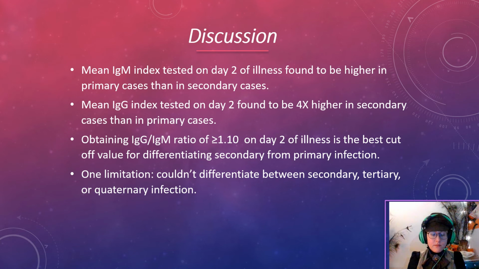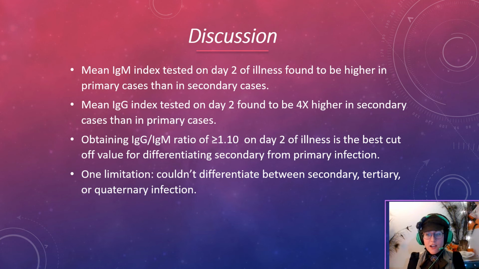Now, in the discussion section of the research article, the researchers were able to state that a mean IgM index tested on day 2 of illness was found to be higher in primary cases than in secondary cases, and a mean IgG index tested on day 2 of infection was found to be 4 times higher in secondary cases than in primary cases. All this combines together to state that obtaining an IgG to IgM ratio of 1.10 on day 2 of illness is the best cutoff value for differentiating secondary from primary dengue infection.